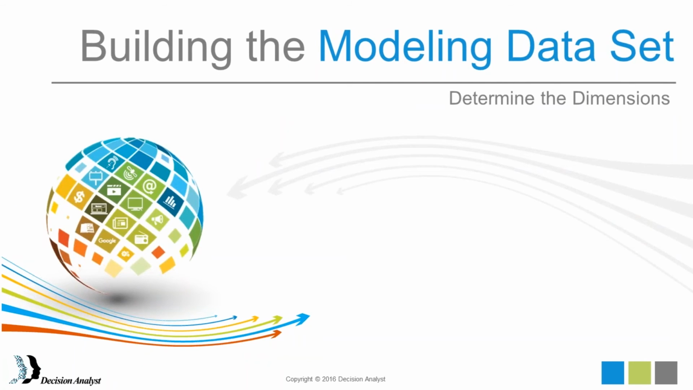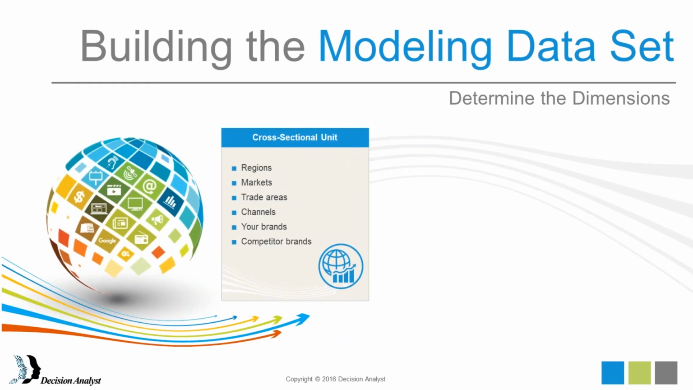Building the modeling data set is the first step in marketing mix modeling, and also in any kind of econometric modeling exercise, and marketing mix modeling is essentially an econometric modeling exercise. The data set is really important. We start with what are the dimensions. And the dimensions in marketing mix modeling, of course, can be very granular or could be very high level. It's often very important to have some kind of a cross-sectional unit rather than just, for example, a national model. It could be regions, markets, trade areas, channels, brands could be the cross-sections, including competitor brands.